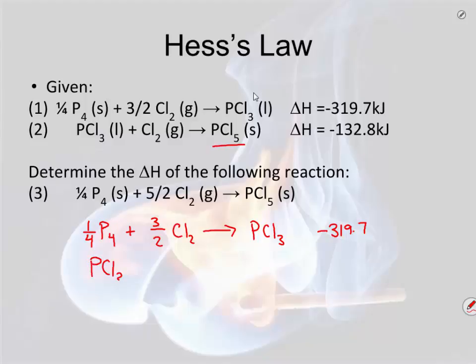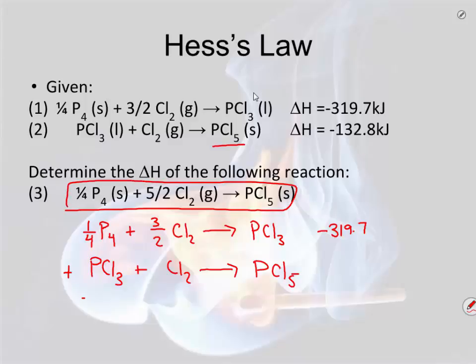PCl3 plus chlorine gives us PCl5. And now I want to add these two reactants together. Remember, I'm trying to get this overall reaction here on top. So first I ask myself, is there anything I can cancel? So I can cancel the PCl3s. They appear on both sides. I can leave my 1/4. There's nothing I can cancel it with.